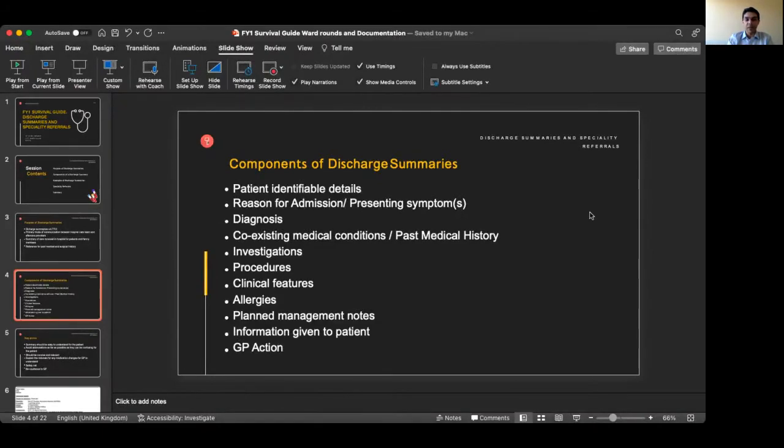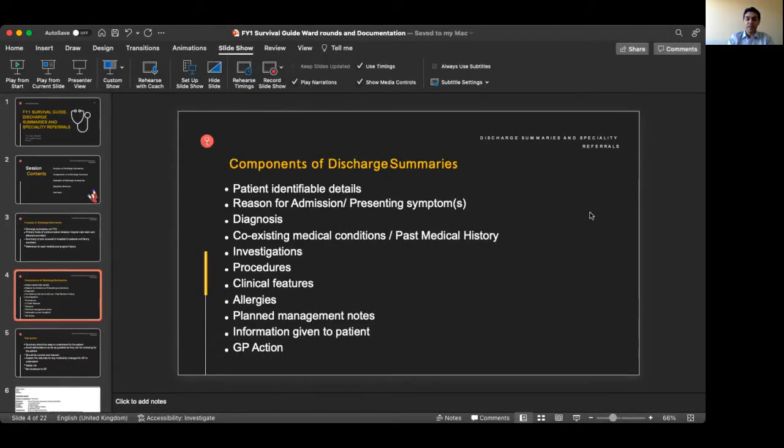So at the top, you'll have the patient identifiable details. That's usually the patient's name, their date of birth, the hospital number, the NHS number, their GP name. This is usually automatically filled out from the software when you search up the patient. Next, you'll have the reason for admission or the presenting complaint. That's usually a few words about why the patient came in. It's not really too detailed. It's just one or two words about any symptoms they came into hospital with, what they were admitted with. Next, you have the diagnosis, so the provisional diagnosis you've reached.